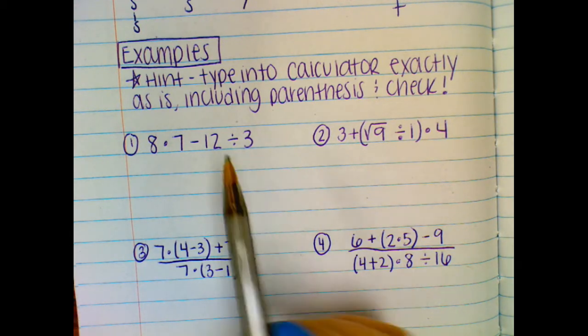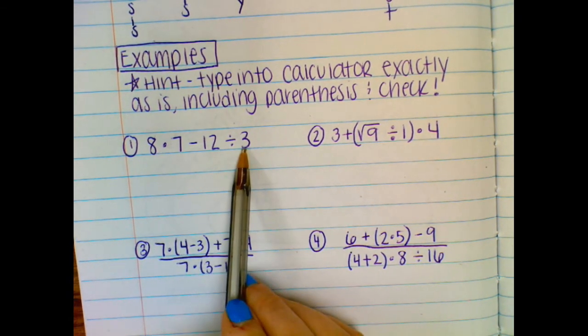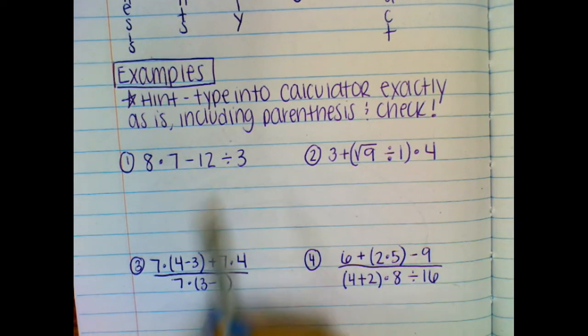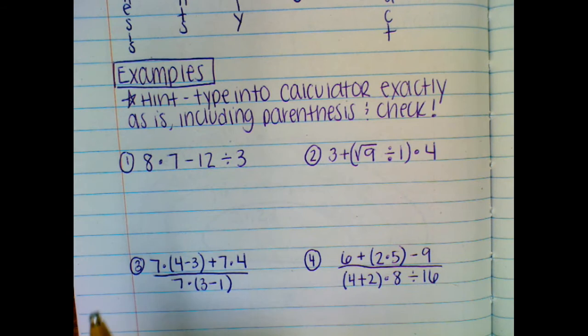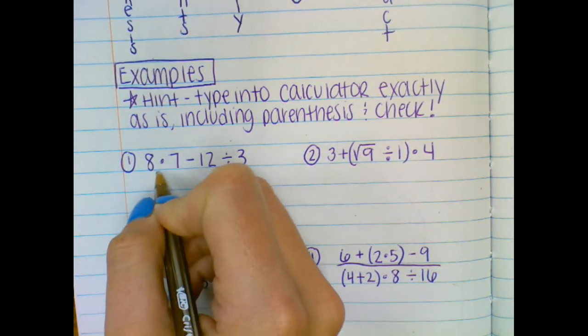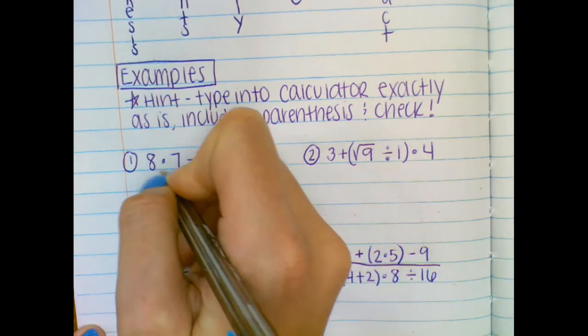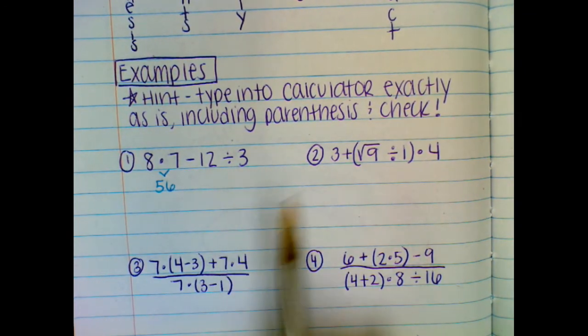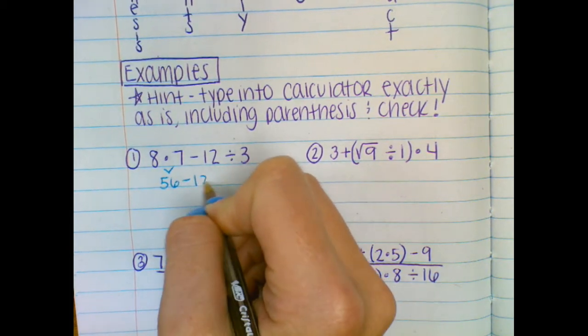So first I look, do I have any parentheses? No. So then I'm going to go to my E for exponents, no exponents. So now I get to multiply and divide. So I start on the left side of the problem. Here's a multiply, 8 times 7. So 8 times 7, this turns into 56. Okay. Now I could bring down the rest of it, and I restart.